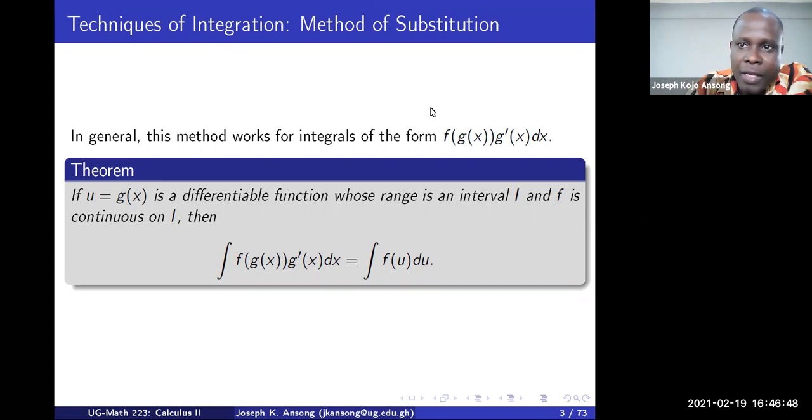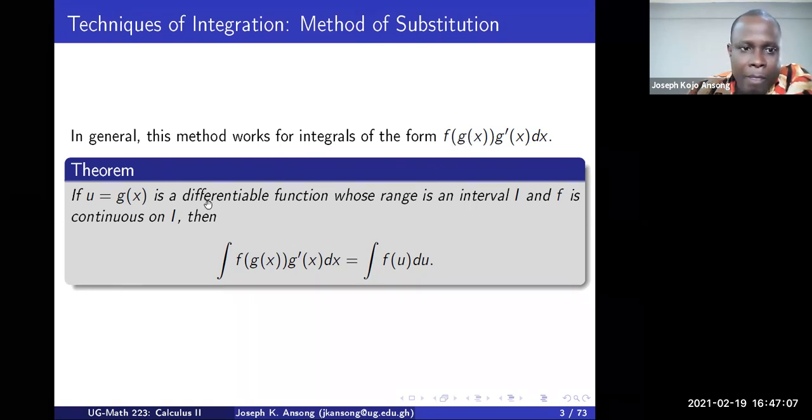Okay. Now, in general, you can use this method of substitution to integrate functions if those functions are of this form. Okay, f of g of x times g prime of x dx, where g prime here is the derivative of what is inside the function f.